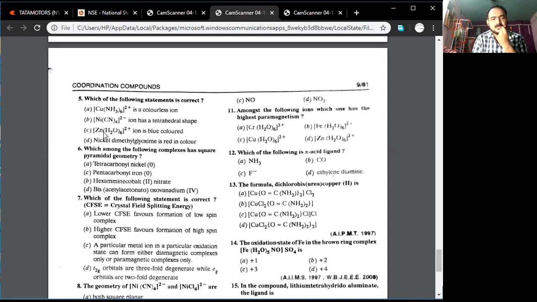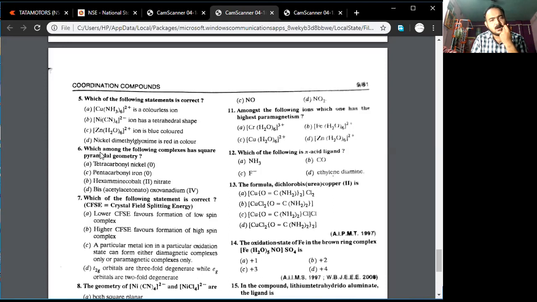Now you can see here Zn(H2O)6 2+. H2O is a neutral ligand. You can see here zinc is in the +2 oxidation state. Zinc has an atomic number of 30, so it has an electronic configuration of 4s2 3d10. In the +2 oxidation state, 2 electrons will be eliminated from the s orbital and the d10 configuration will be there. If the d10 configuration is there, then d is fully filled, so there is no unpaired electron, so the color is not blue, it will be colorless. So zinc in +2 always produces colorless complexes.